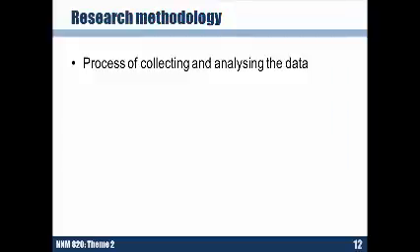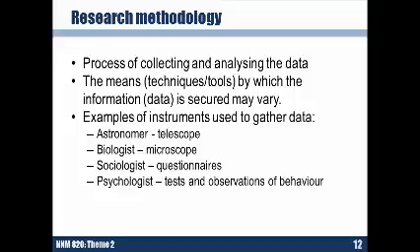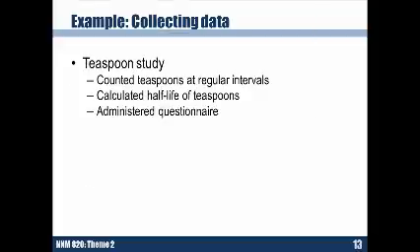So research methodology then is the process of collecting and analyzing the data, and it describes the means, so the techniques and the tools by which you would collect your data. And you get a number of different instruments that you use to gather data. For example, an astronomer would use a telescope, a biologist a microscope, a sociologist would use questionnaires, and a psychologist would do tests and observations of behavior. And all of those are what we call research instruments.